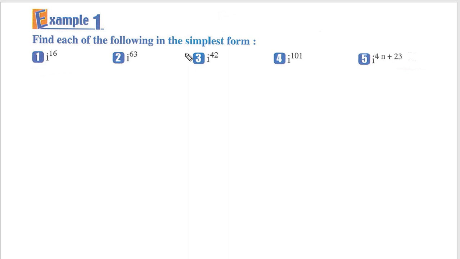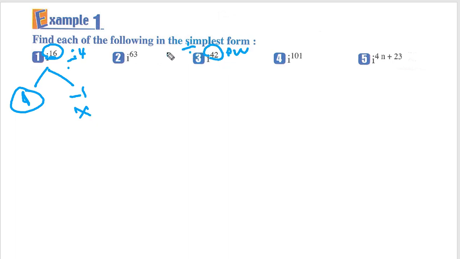Find each of the following in the simplest form. i to the power 16: its power is odd or even? Even, then it will be 1 or negative 1. But 16 is divisible by 4, yes, then it will be 1. Here 42 is even, not divisible by 4, then it will be negative 1. So now i power 16 is 1, and i power 42 is negative 1.